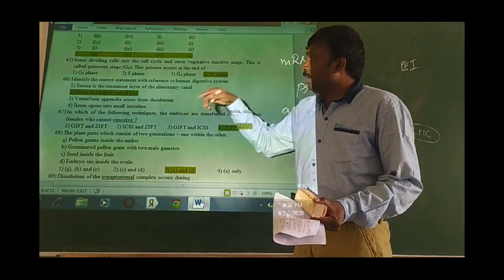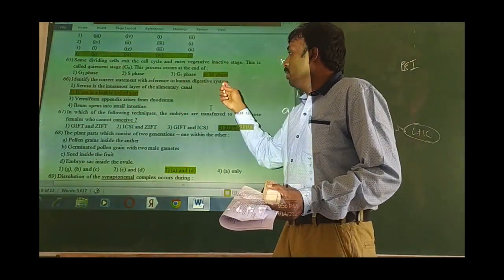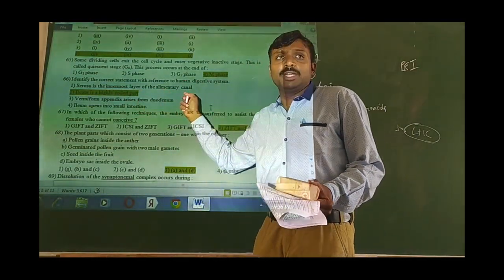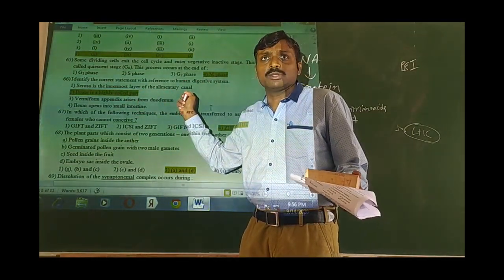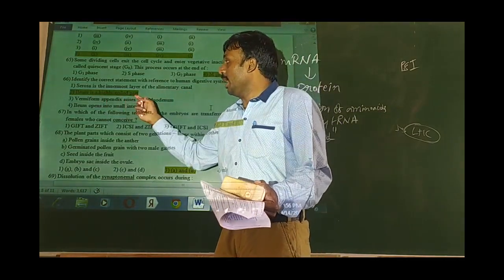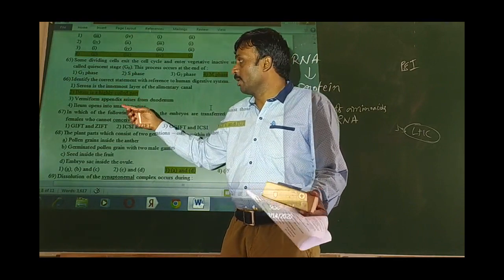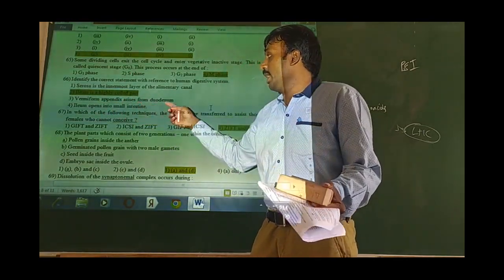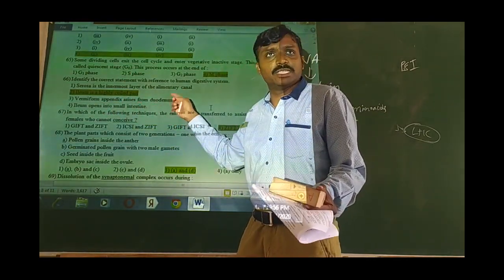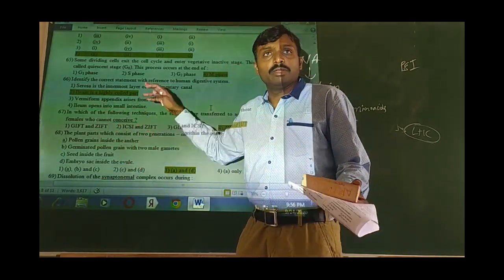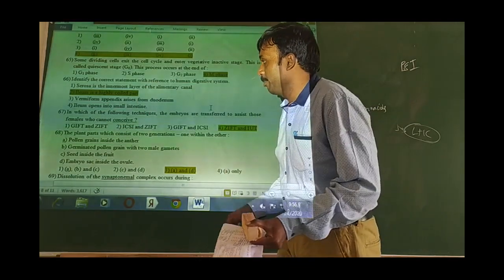Then moving to the correct statement with respect to the human digestive system. Serosa is the innermost layer of the alimentary canal. This is the wrong one, all of us know. Okay. Ileum is a highly coiled part. Yes, it is given very clearly in our textbook. Vermiform appendix arises from the duodenum. Again, this is also a wrong one. Ileum opens into small intestine. No, it is also again a wrong statement.